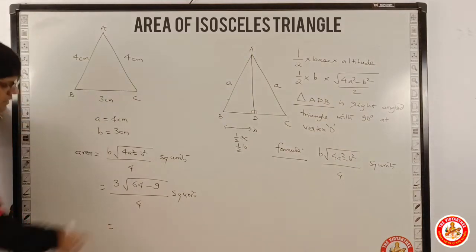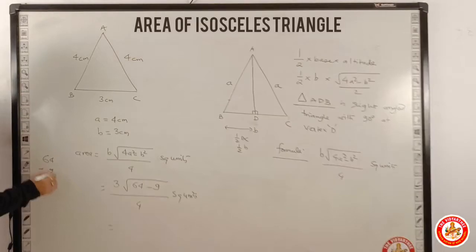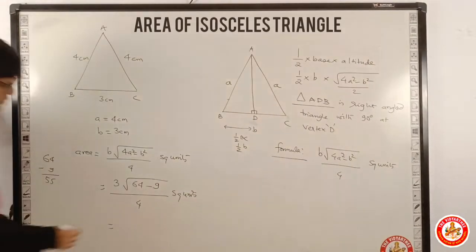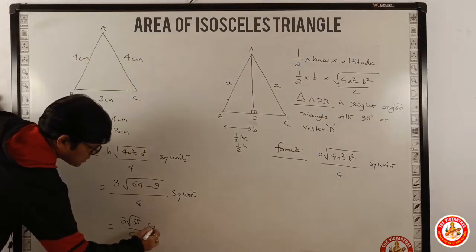So what is the value? 64 minus, what is 64 minus 9? It is 55. So you have got 3 under root 55 by 4 square units.